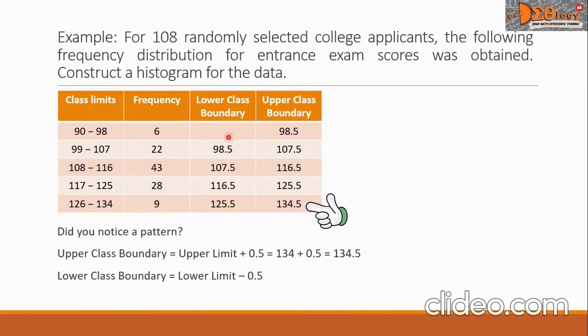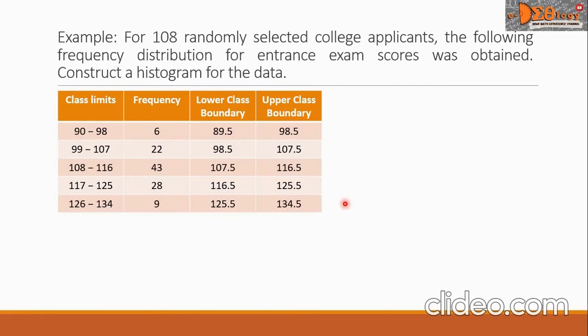On the same note, we can compute for this blank, for the value lower class boundary of the first class. We can get the lower limit 90 and then minus 0.5, and we will get this 89.5. We may copy now this value for our lower class boundary of the first class interval. Our table now is complete.